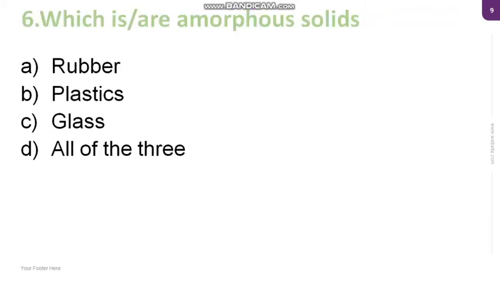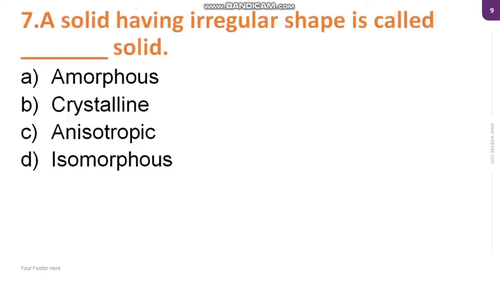Sixth MCQ: which of the following are amorphous solids? The examples are given as options. Option A is rubber, option B is plastic, option C is glass, and option D is all of these three. We know that rubber, plastic, and glass are amorphous solids. So option D is the correct one.